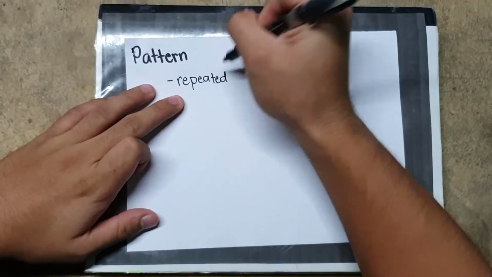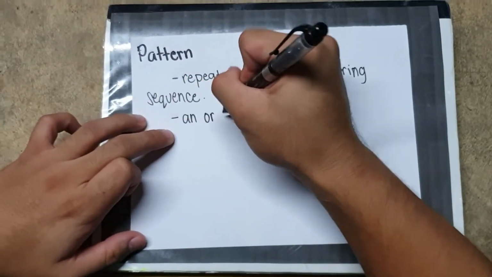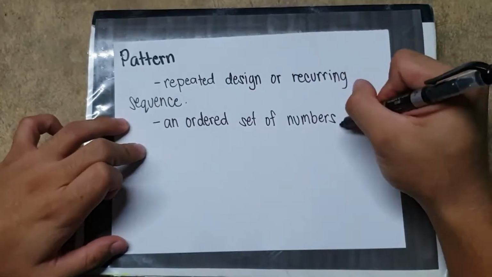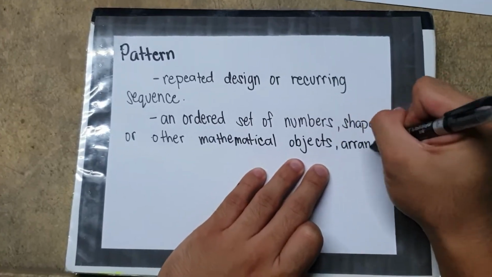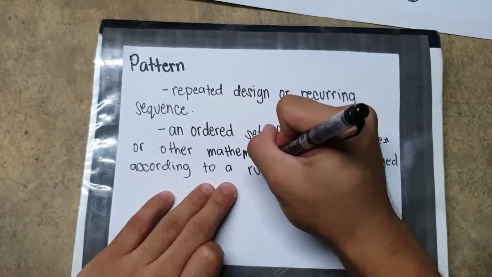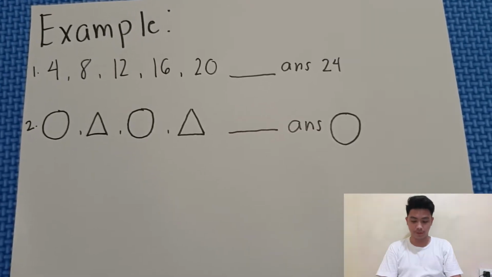Pattern: repeated design or recurring sequence. An ordered set of numbers, shapes, or other mathematical objects arranged according to a rule. So, this right here is an example of patterns.